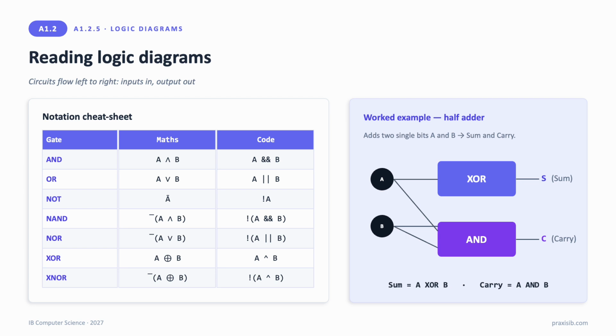And here's the lovely result. The sum is produced by an XOR gate, and the carry is produced by an AND gate. That's the whole circuit. It seems tiny, but this little half adder is the seed of all computer arithmetic. Chain a bunch of them together and a computer can add any two numbers you like.